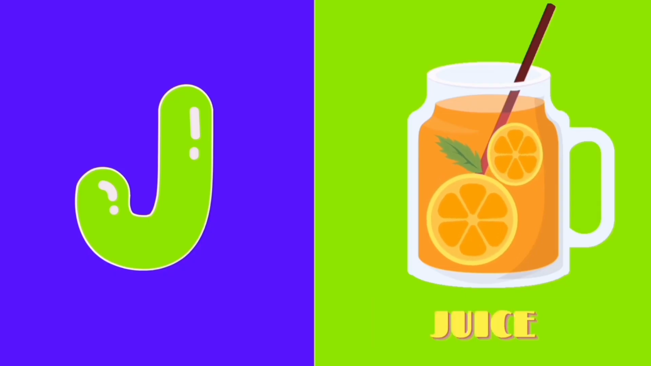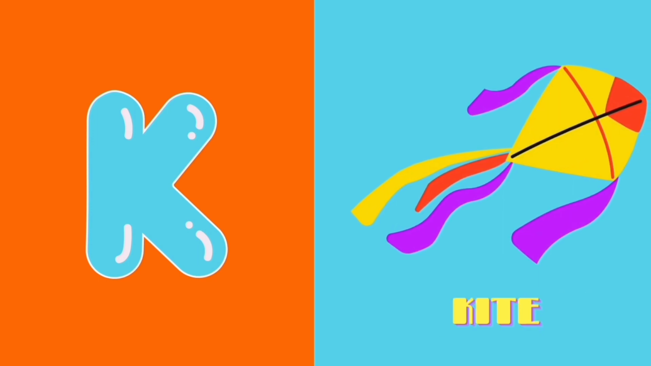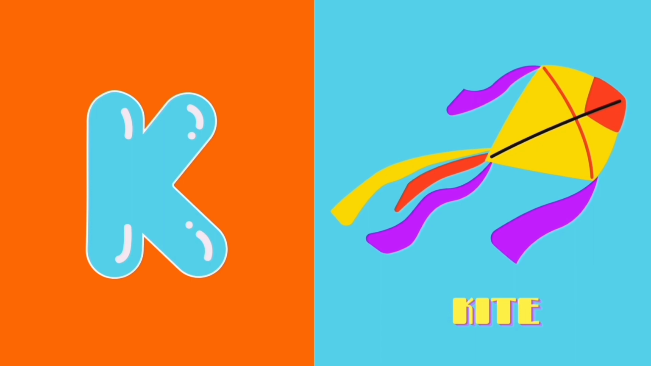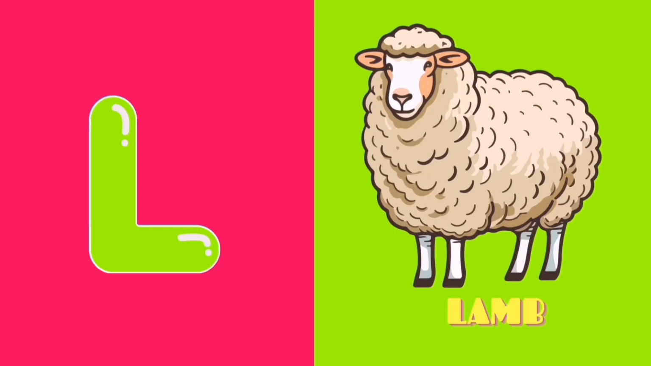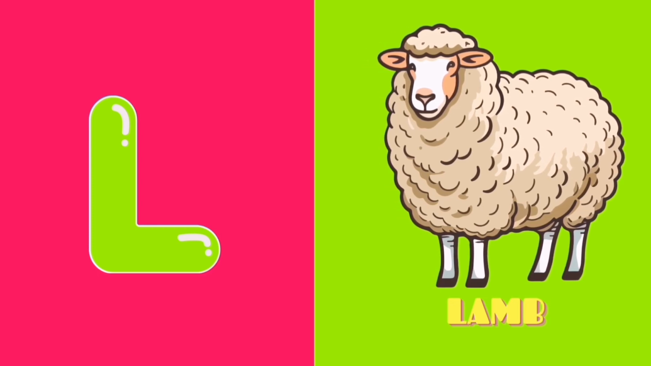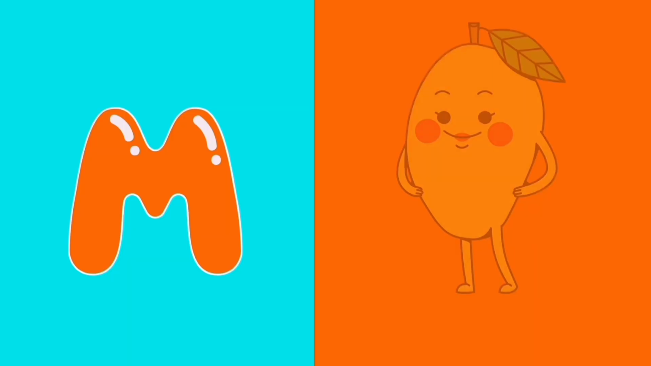J is for juice. K is for kite. L is for lamp.